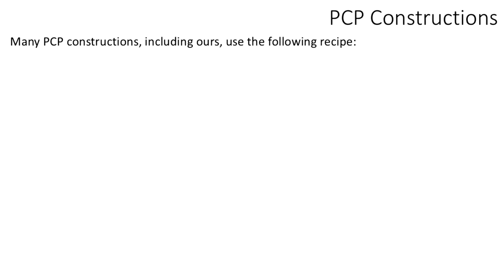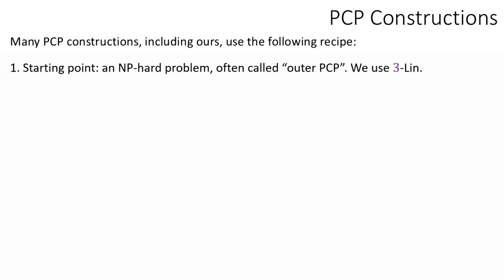Just like any reduction, you have to start your reduction from some point. Usually you start from 3-SAT. So we also have to start the reduction from some point. We call it the outer PCP. This is just standard terminology. In our case, we don't really use 3-SAT, but we use some other problem called 3-Linear. If you remember, I defined it in the first talk, but you don't have to remember. It's not going to appear.